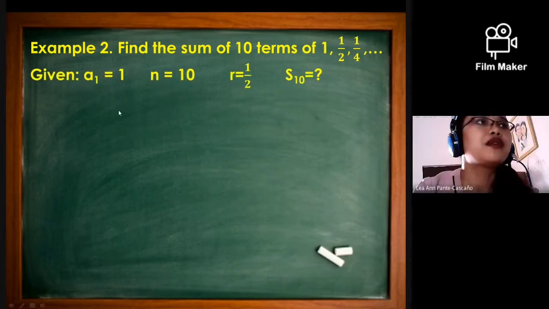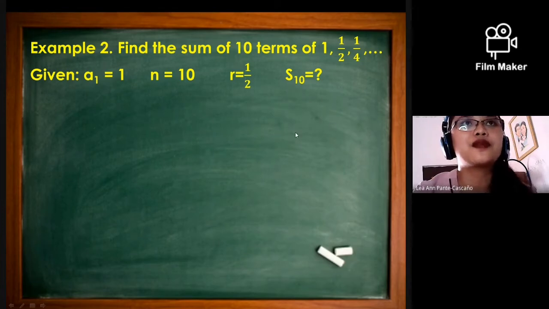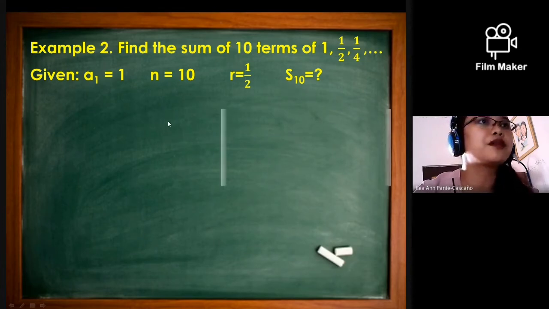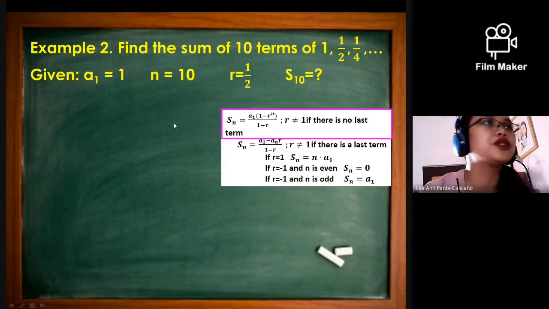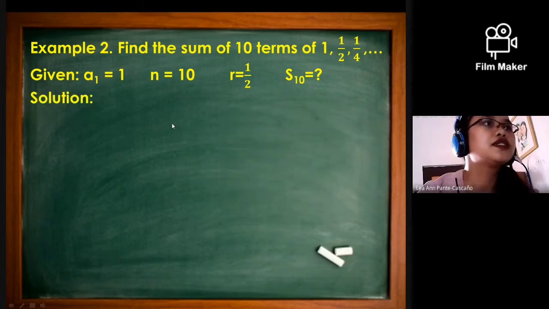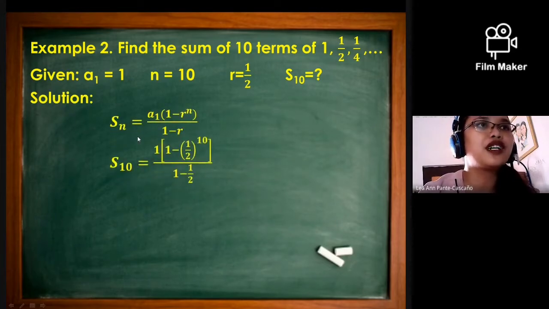First term is 1. Tama naman po si Josh. Number of term is 10 since we're looking for the sum of 10 terms. The common ratio is 1/2 and we're looking for the sum of first 10 terms. Medyo madami tayong hinahanap. So sabi natin po, wala tayong last term, and this is the formula to be used. So this is the formula. Substitute the value to the formula.